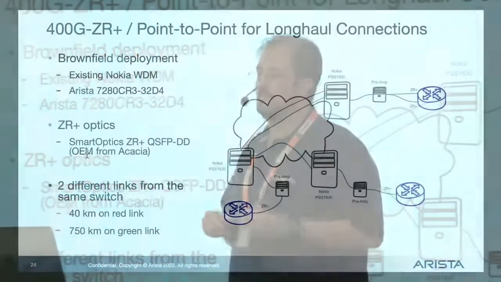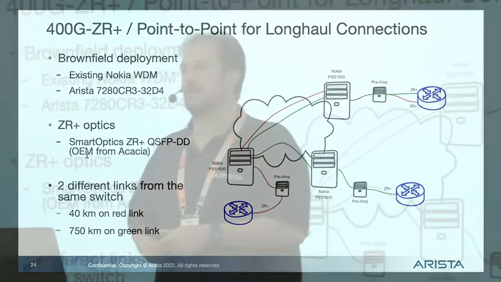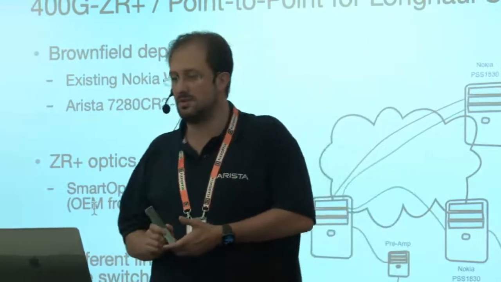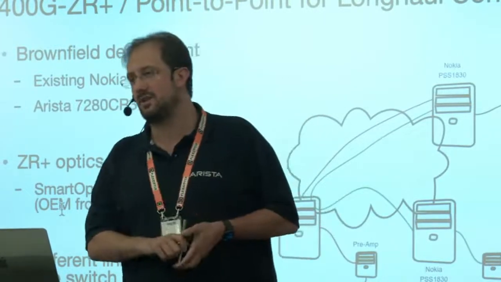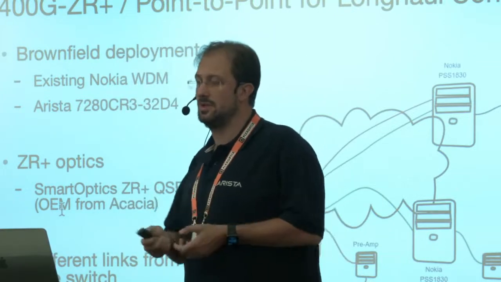So the setup we were running was a brownfield deployment in an existing carrier network on actual fiber for ZR+. We had a Nokia DWDM system. We had Arista switches there. The ZR optics being used were from Smart Optics, the same as the data sheet I shared earlier. But they're really OEM from Acacia. We were running two different links from the same switch. So yeah, it's a bit schematic. But one was running about 40 kilometers, and the other one was on a 750 kilometer link. So also quite significant.